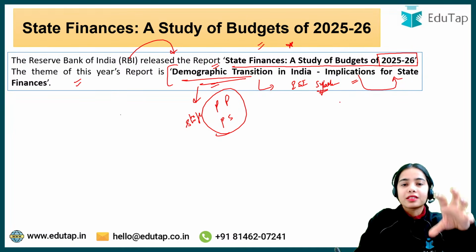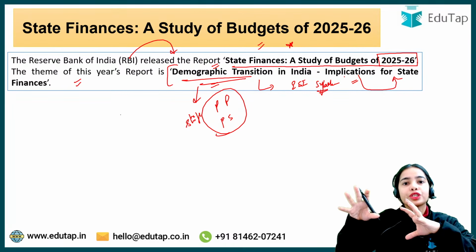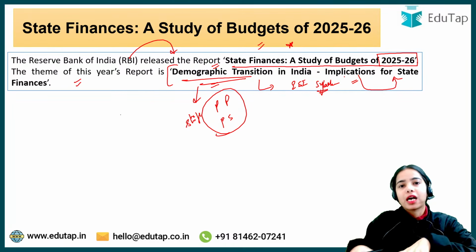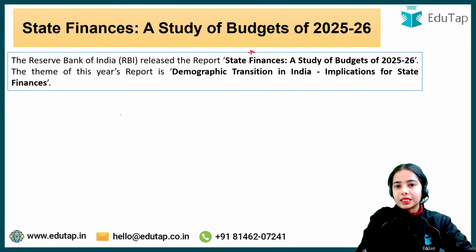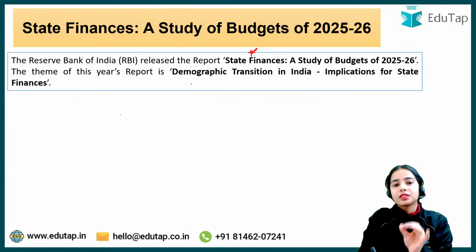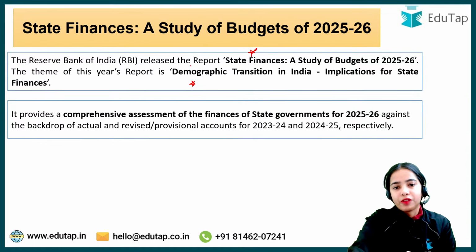If a state has a youthful population, what is the implication? If a state has an aging population, what is the implication for that particular state? How will it affect the state finances of the different states? So this is the idea: the RBI has released this report, and the theme of this year's report is demographic transition in India, implications for the state finances.